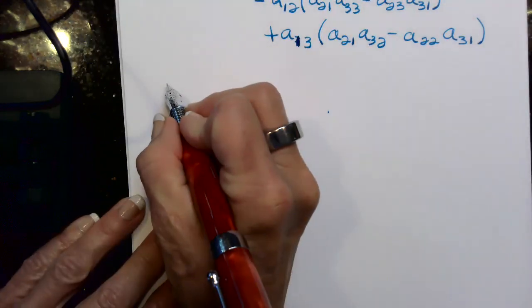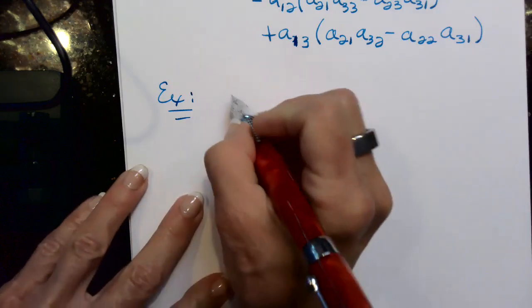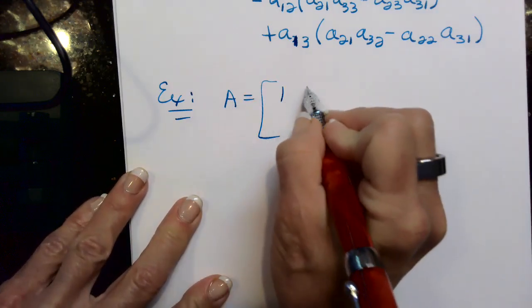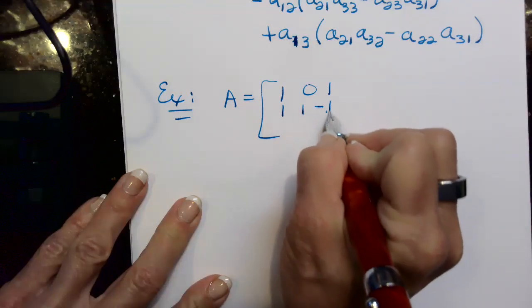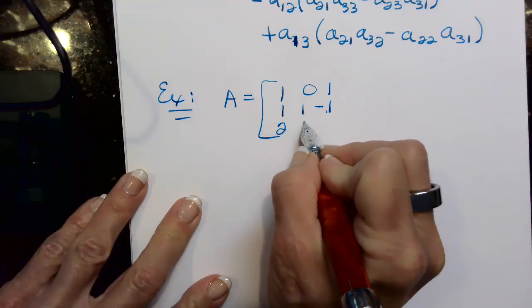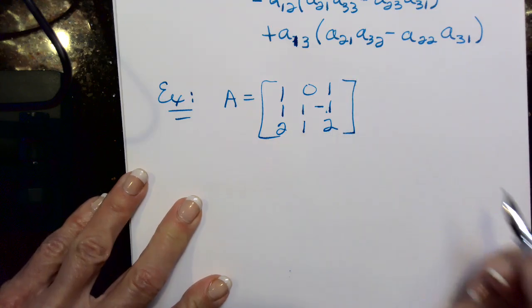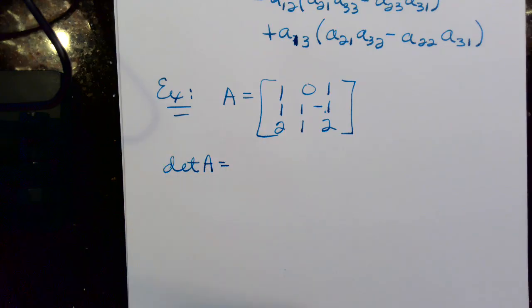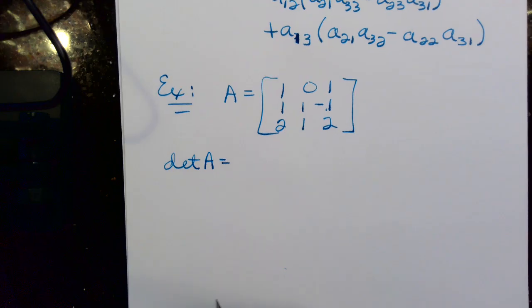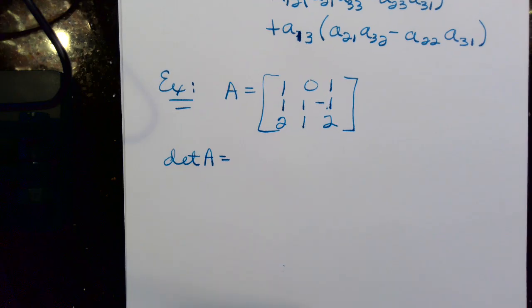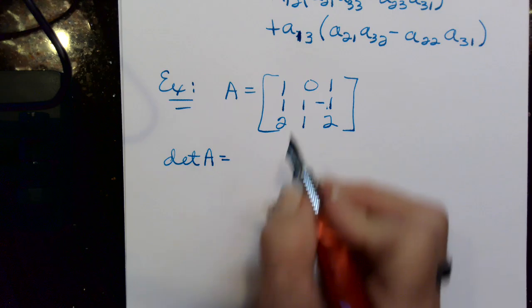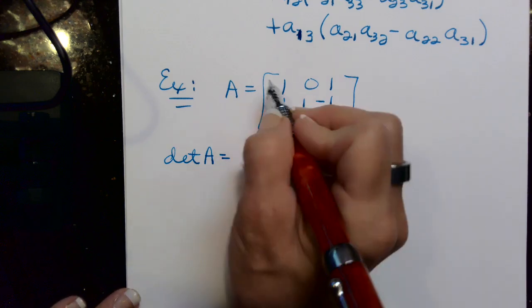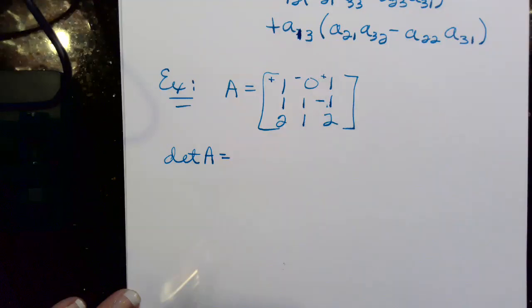So let's do a really simple example. Suppose I take A to be 1, 0, 1, 1, 1, minus 1, 2, 1, 2. Okay. And I ask you to find the determinant of A. All right. I'm going to use either row 1 or column 2 because it has a 0, and that'll simplify things a bit. It'll give me one less determinant to compute. So let's go along the first row. So it goes plus, minus, plus. We're going to use the first row, so that's the only one I really need to remember.